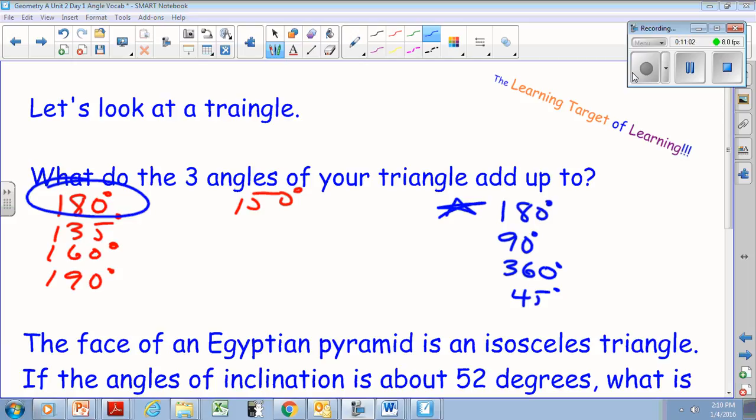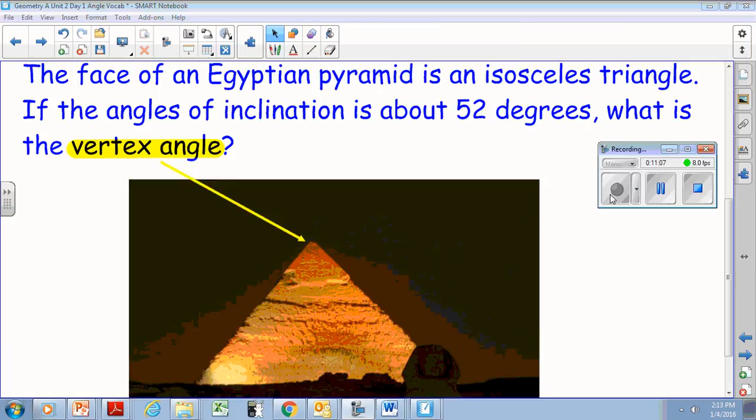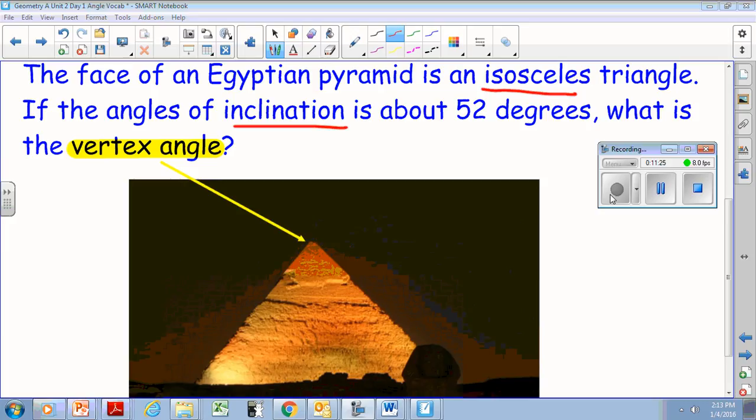The face of an Egyptian pyramid. Let's see what they're asking here. The face of an Egyptian pyramid is an isosceles. Please highlight, underline isosceles. If you don't know what that means, then this question means nothing to you. It is an isosceles triangle if the angles of inclination, where the inclines go up, are about 52 degrees. What is the vertex angle?